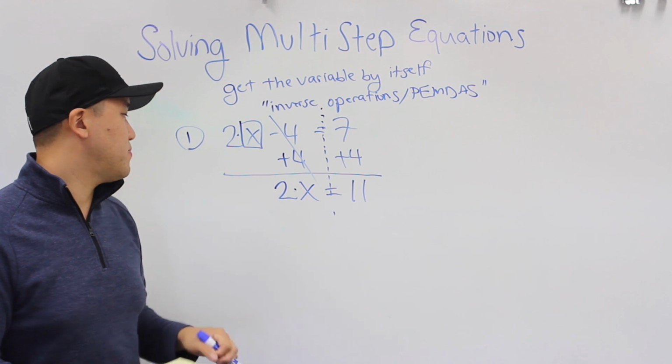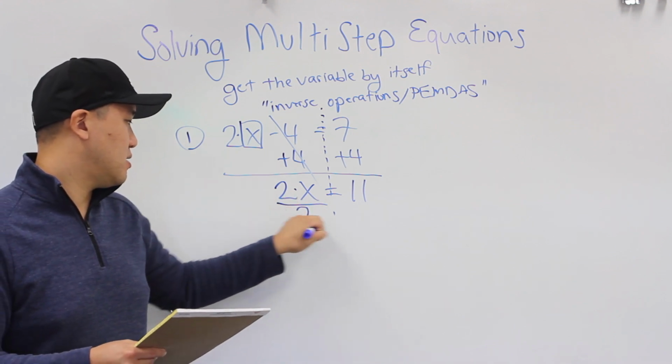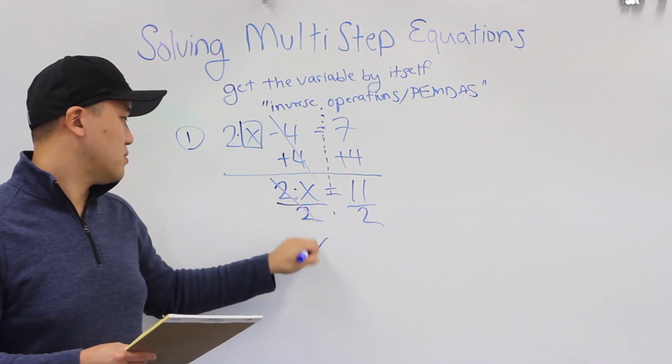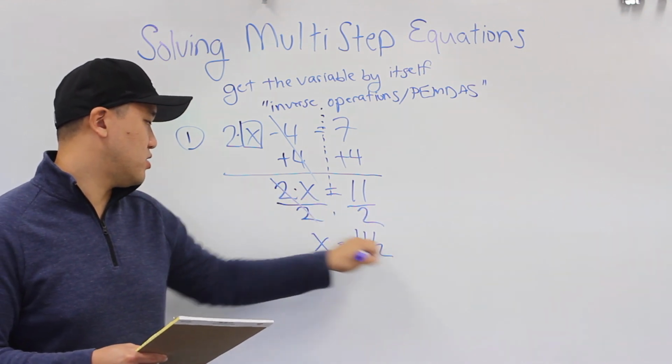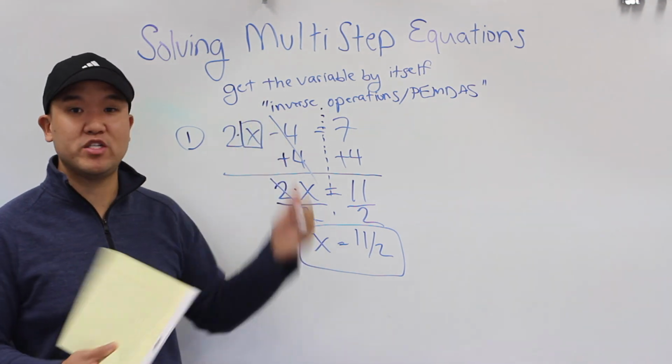So your next step, times 2, still not by itself, we have to divide. We're going to use opposite. So your answer is 11 over 2. That's your answer. That will make this equation true.